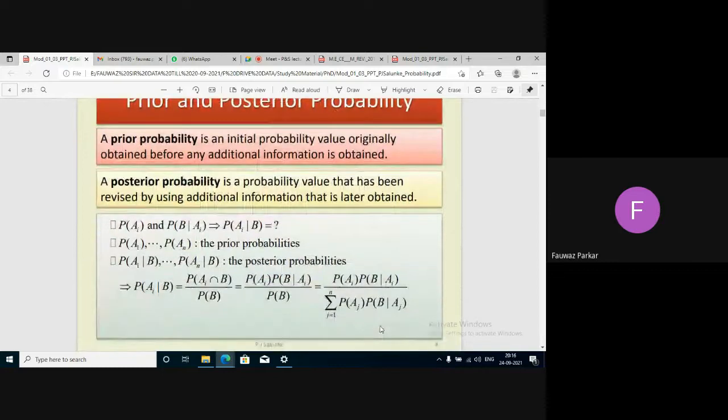Again, there are two concepts here: prior probability and posterior probability. Prior probability is the initial probability value originally obtained before any additional information is obtained. That means something which is the initial probability value obtained before any information is there. Posterior means a probability value that has been revised by using additional information that is later obtained. In simple terms, prior probability is an initial probability originally obtained before any additional information. The word prior itself gives you the meaning of it.